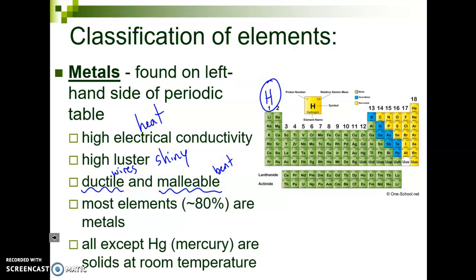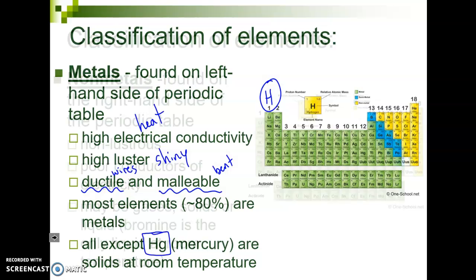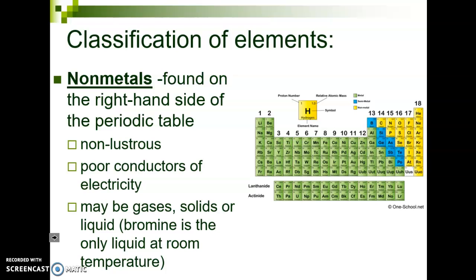Most elements, and you can see by all the green there, about 80% are metals. All of them are solids except one, and that is mercury, Hg. That is a liquid at room temperature. Nonmetals are going to be on the far right-hand side of the table. They are non-lustrous. They're not shiny. They're poor conductors of electricity and heat, if you want to add it. They may be gases, solids, or liquids. We have all three. Bromine is the only liquid at room temperature, Br. So on my table, it's the blue letters.